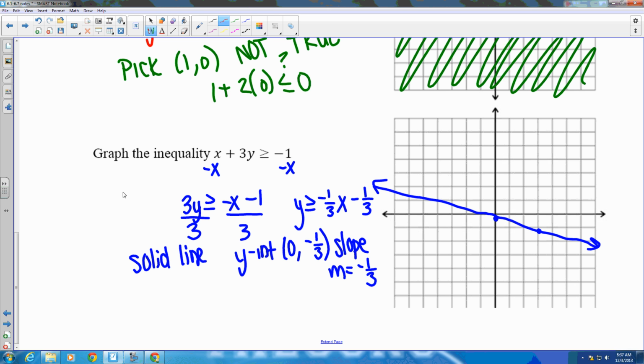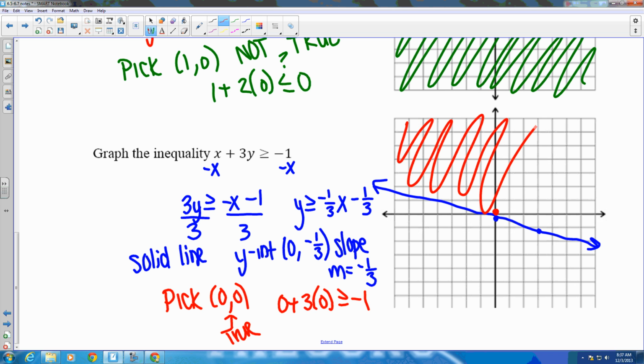So I'm going to pick 0, 0 since that's available. It's not on the line, so we can pick it. And that's on the top side. Is 0 greater than or equal to negative 1? Yes, this is true. So we shade on the side that includes our point.